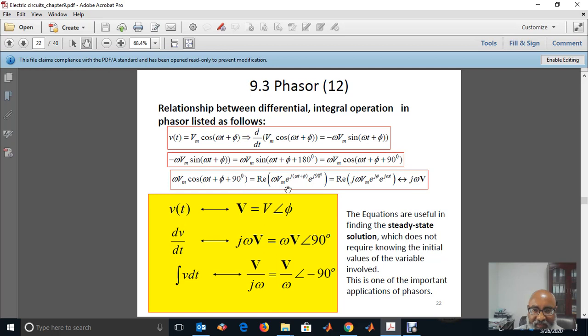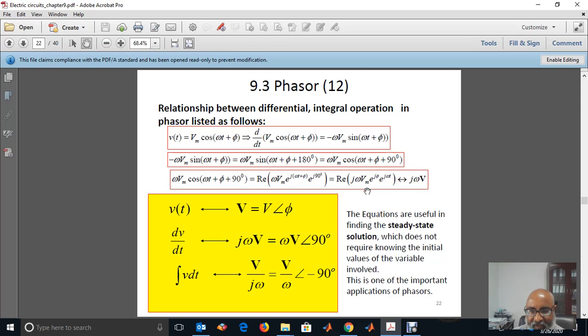the real part of omega times Vm, and the angle is phi plus omega t, times e raised to j 90 degrees for the 90 degrees. But e raised to j 90 degrees means j. So I have j omega Vm e raised to j phi e raised to j omega t. So if I see this in the frequency domain, it is j omega times the original phasor.